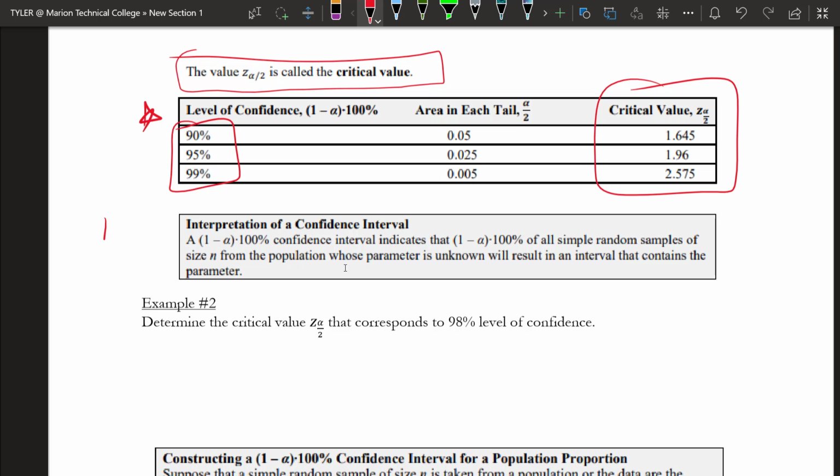Right, and then this box here will help us interpret a confidence interval. So a 1 minus alpha times 100% confidence interval indicates that 1 minus alpha times 100% of all simple random samples of size n from the population whose parameter is unknown will result in an interval that contains the parameter, right? So as we looked at in that activity. So as I was saying, these are common levels of confidence.